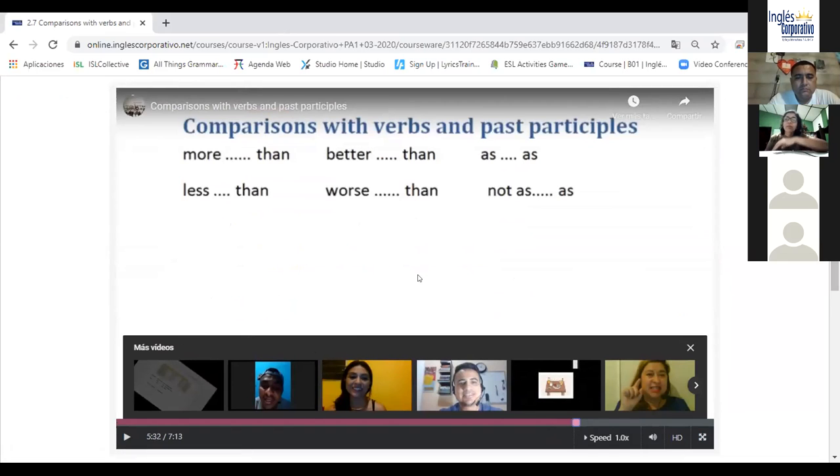Let me just advance it a little bit. Okay, there you go. So here we have more than, less than, better than, worse than, as, and not as. The first four are the ones that we're concentrating on today: more than, as, and not as. Now, these six expressions of comparison, we may use them with not only adjectives, but also with nouns, verbs, and past participles. We just need to know where the position is of each one. When you talk about adjectives, nouns, and past participles, they go in between. But when you talk about verbs, they go before these expressions. You understand that difference?